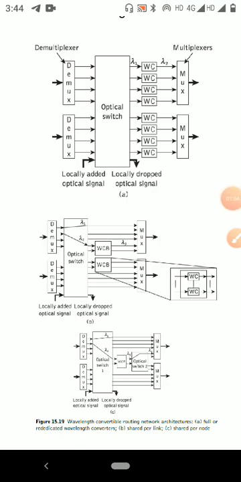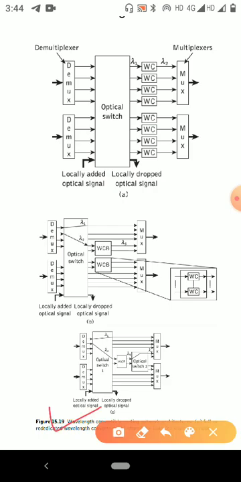Networks which employ wavelength conversion devices are known as wavelength convertible networks. Several network architectures can be employed to implement wavelength convertible networks. Three different WDM network architectures employing the wavelength conversion function are shown in this figure.